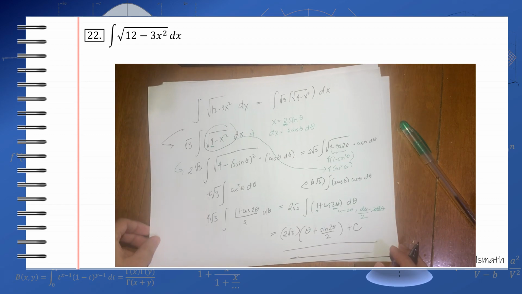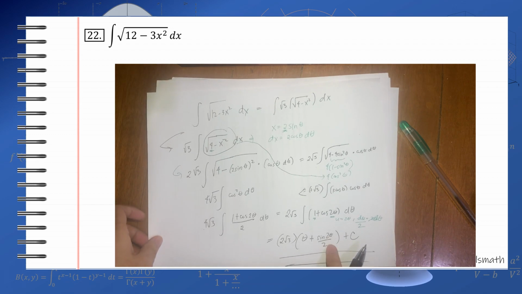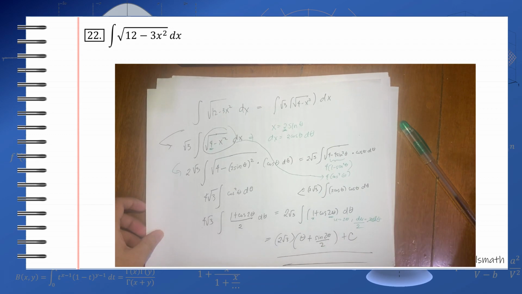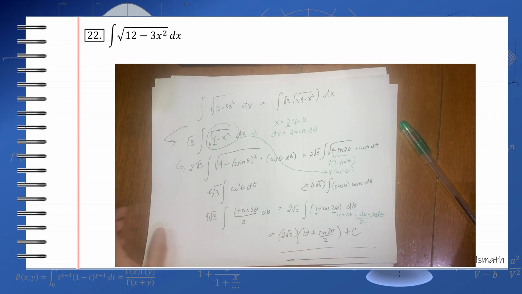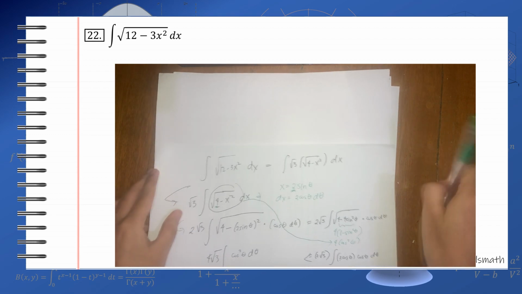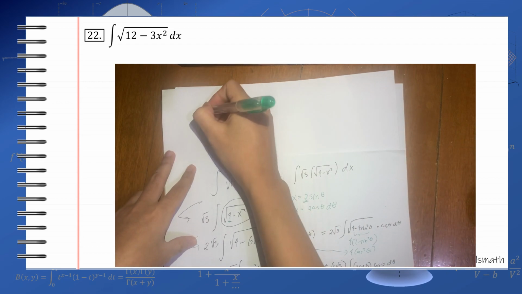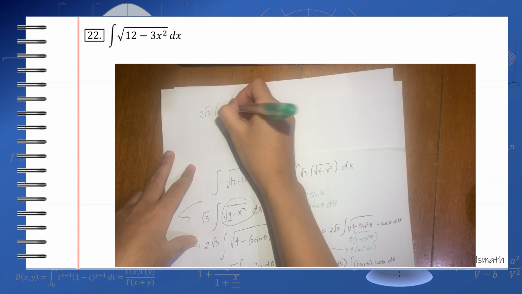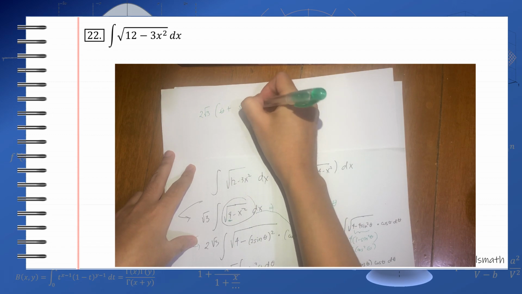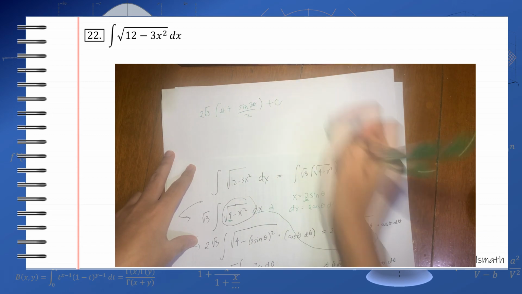Are we done yet? No, because this is in terms of theta. We want our answer to be in terms of x. So the next step is to write this in terms of x. So we have the integral equal to 2 square root of 3 theta plus sine 2 theta over 2 plus c.